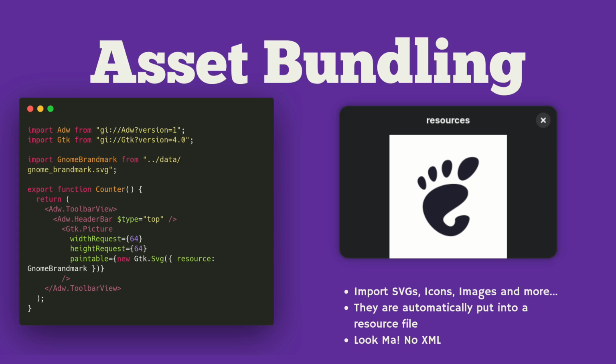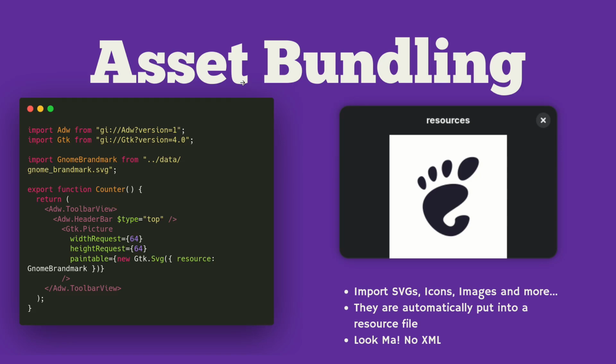Pichi also supports asset bundling quite easily and fast. So here I had this GNOME logo and I wanted to display it in my application. With the old way, or with what GTK developers are familiar with, I might need to write an XML GResource file and compile it and make sure it's in the right place. But with Pichi, it's all automatic.